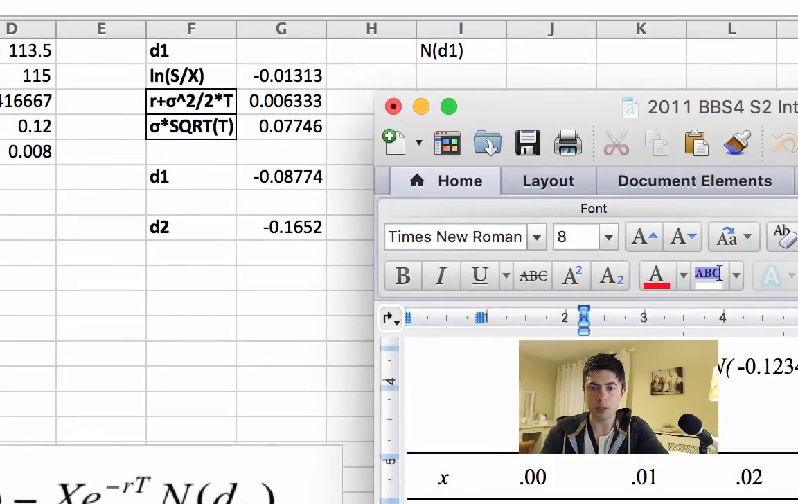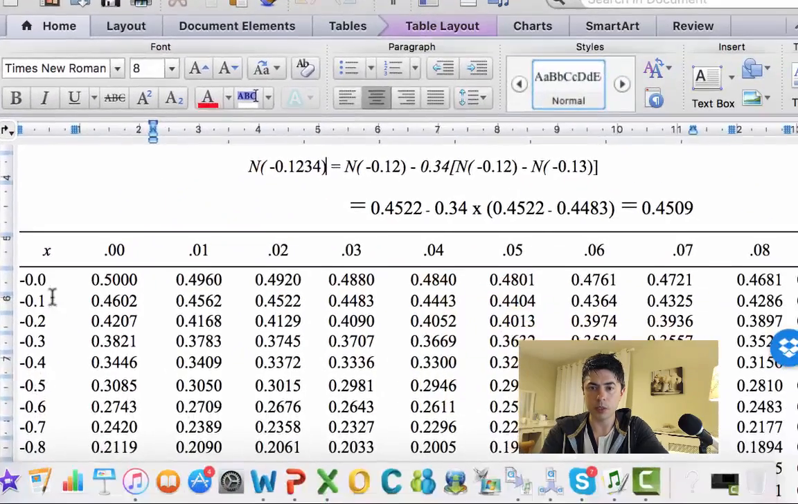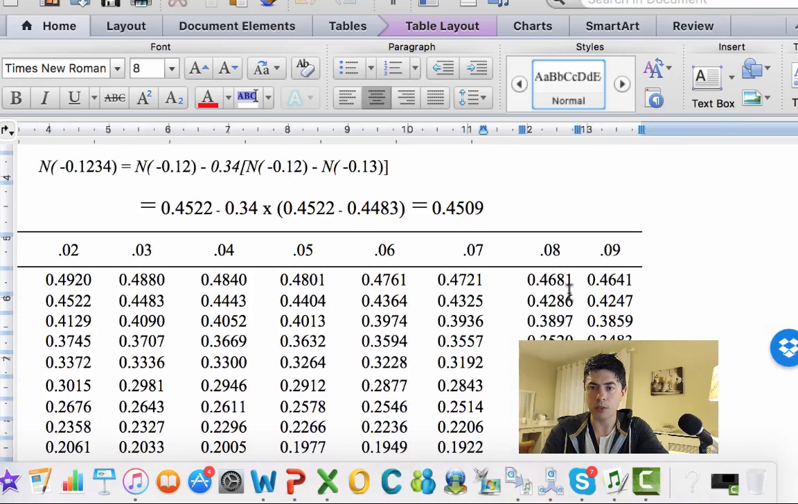So to get 0.08, we look up that value 0.0, and there we have the 8. So 0.4681 is a value that we need. That would be the equivalent of this value here in the formula. So 0.4681.